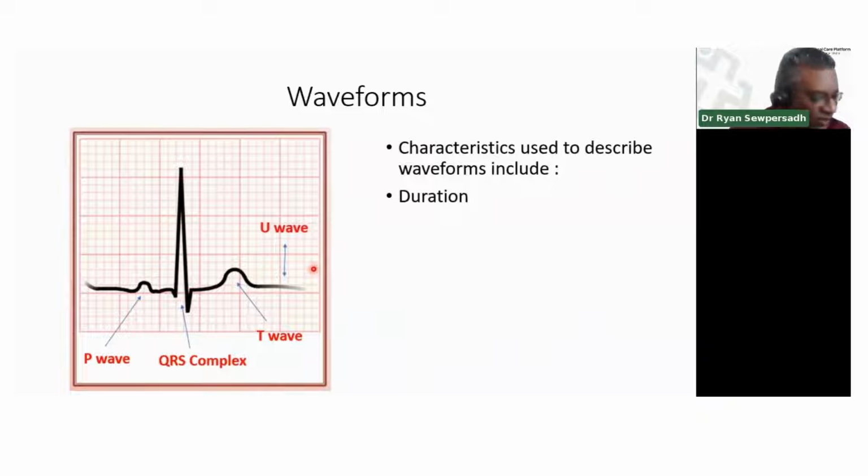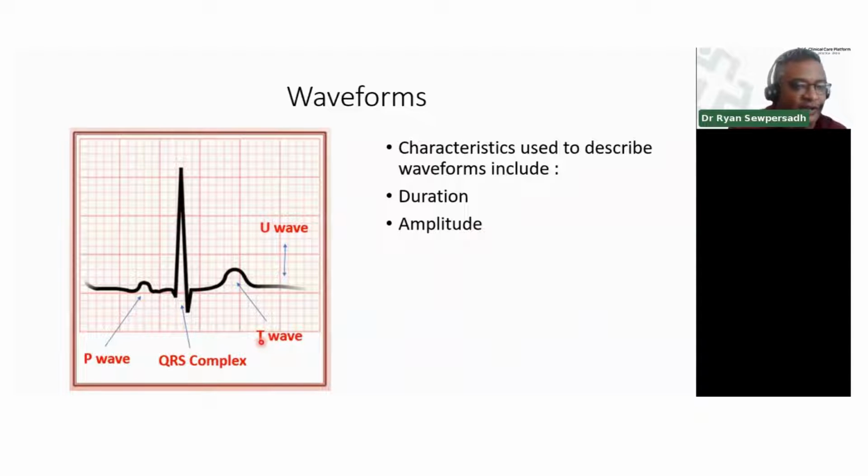The duration of the waveform. Example, an unusually long P wave, perhaps a sign of left atrial enlargement, or an unusually long QRS complex, perhaps indicative of some kind of conduction block in either the right or left bundle branches, right? So we can describe waveforms based on duration. We can also describe them based on amplitude.